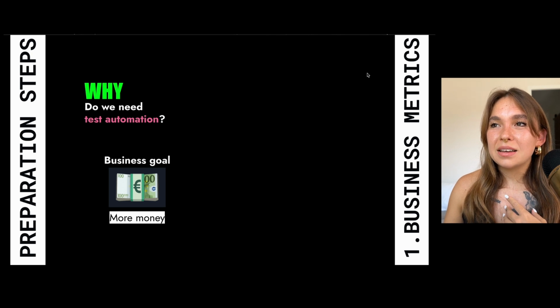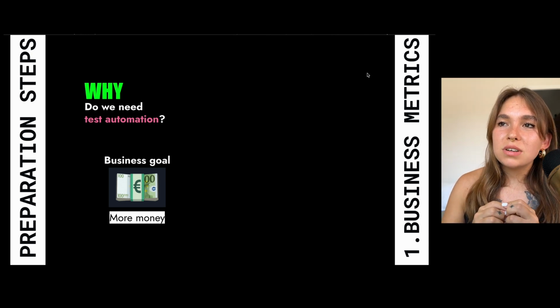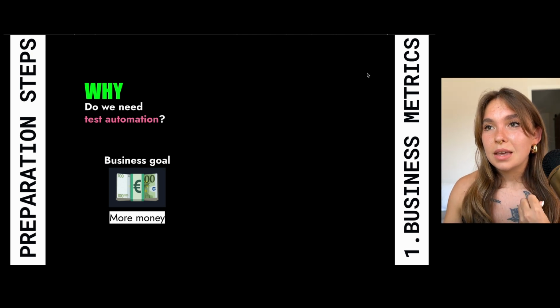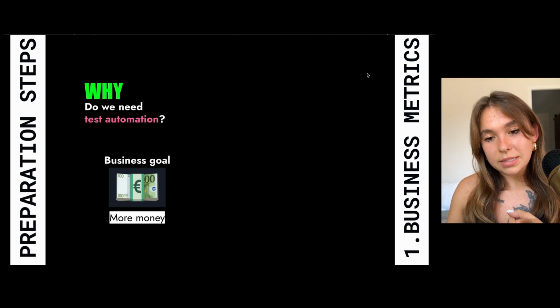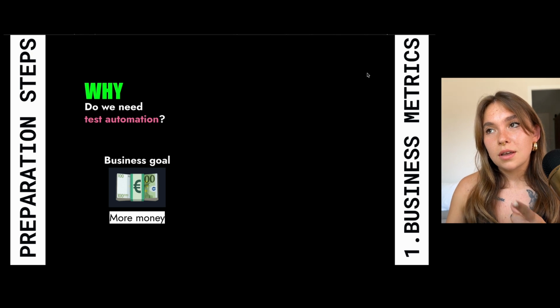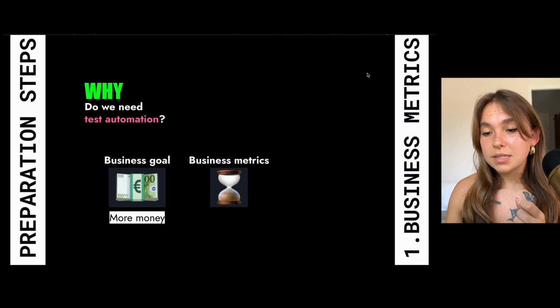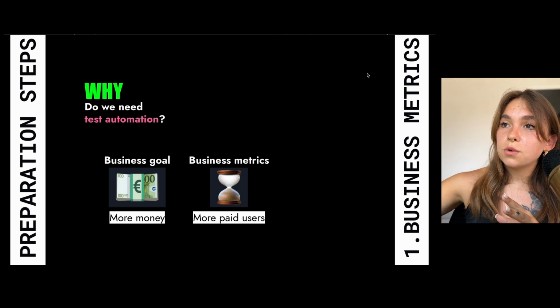And maybe at first glance this reason sounds far away from us, but actually no, because if we are aware of business goals, we know how to help business achieve them using test automation as a tool. That's actually why business normally hires us. So it's important to understand business metrics. For example, a business metric can be more paid users for this quarter.